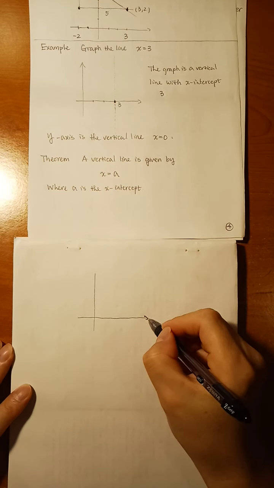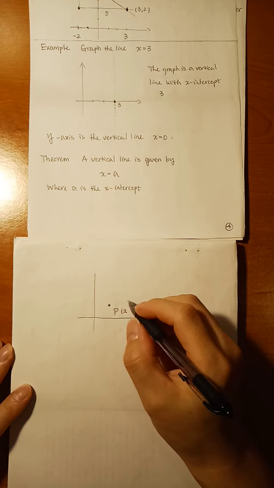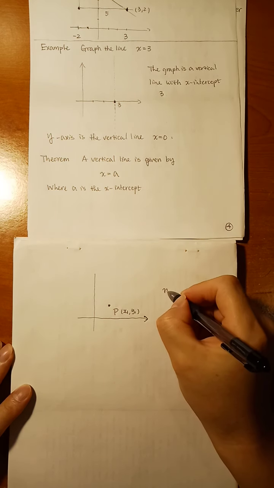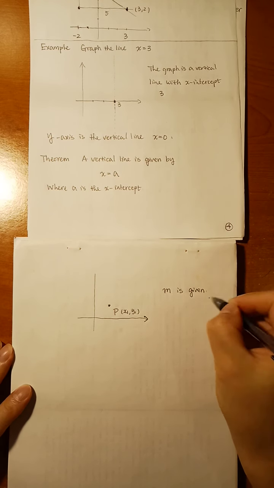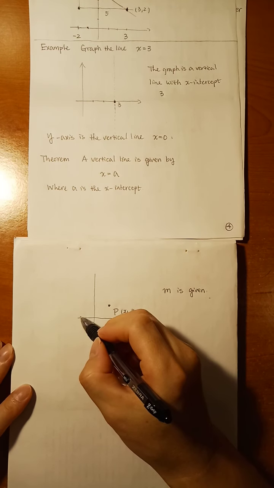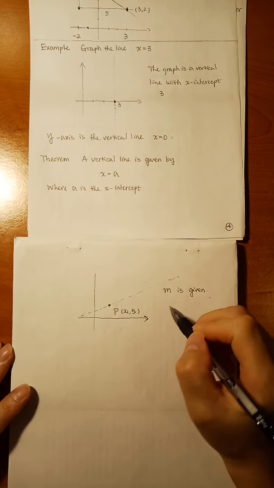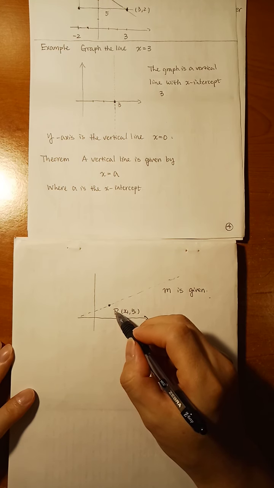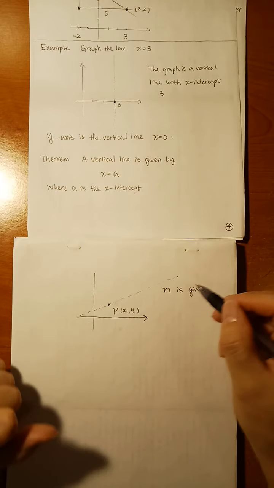a point. It's P, let's say x1, y1. We have a slope m given. We want to determine the line through the given point with a given slope. For example, this line is a line containing the given point with a given slope. Now, what is the equation of this line?